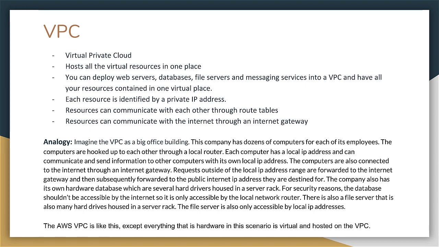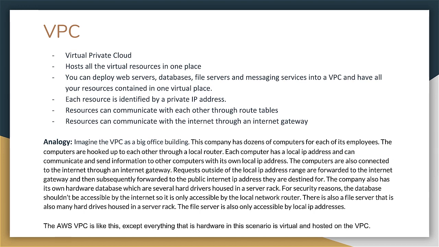So the analogy I like to use to describe a VPC is a big office building. And imagine the company that owns this building has dozens of computers for each of its employees. The computers are hooked up through a local router to each other, and each computer has its own local IP address and can send information to other computers on the local network. And the computers are also connected to the internet through an internet gateway, and requests outside of the local IP address are forwarded to the internet and then subsequently forwarded to its destination.